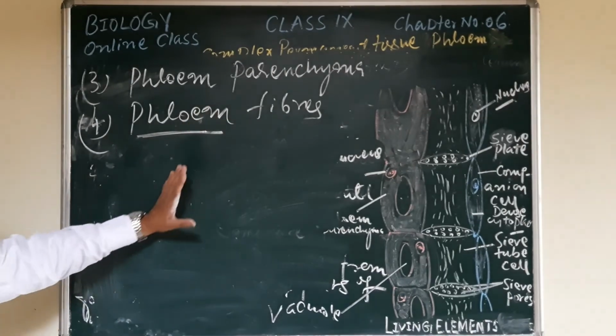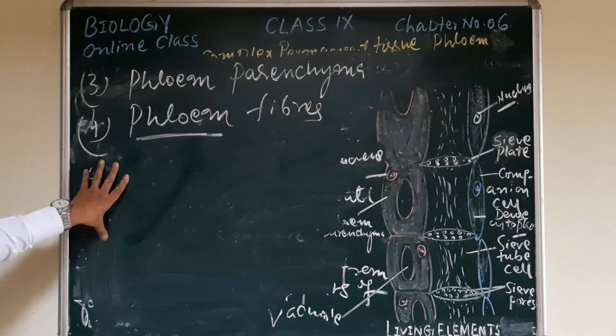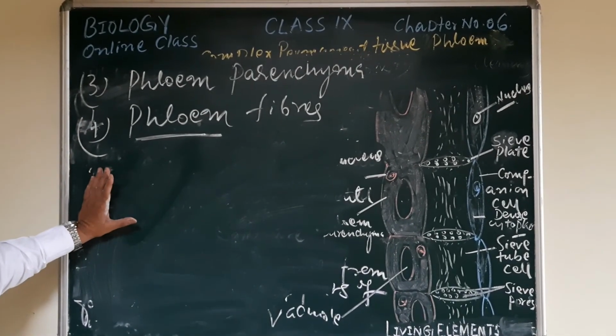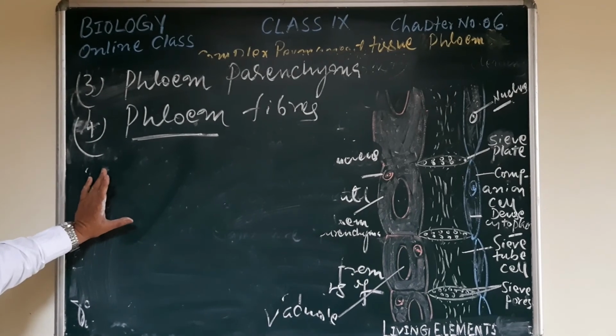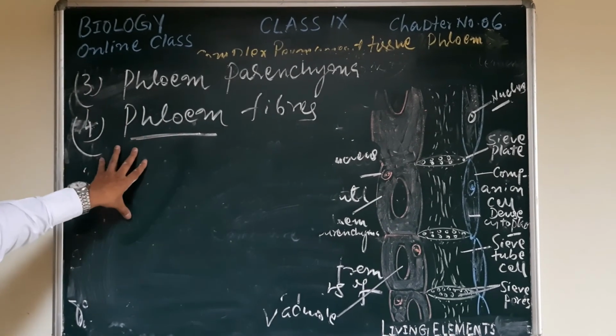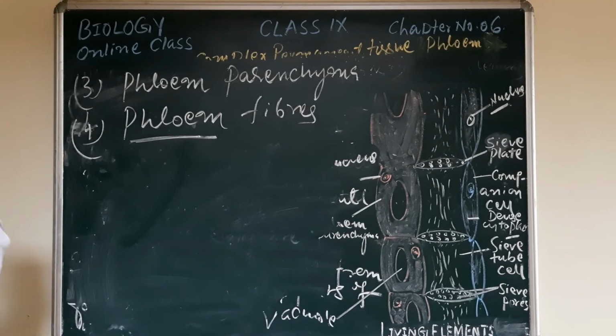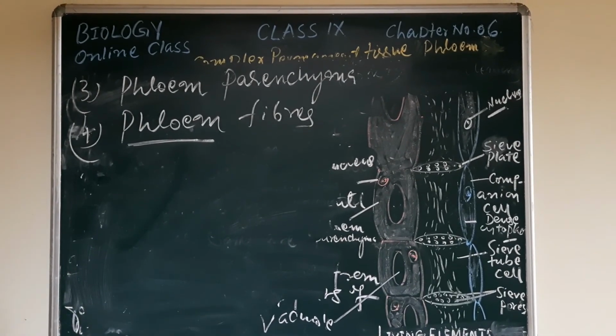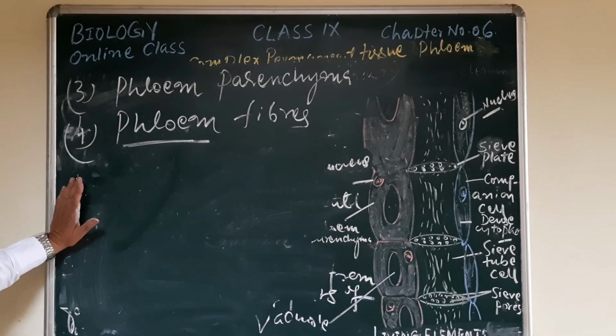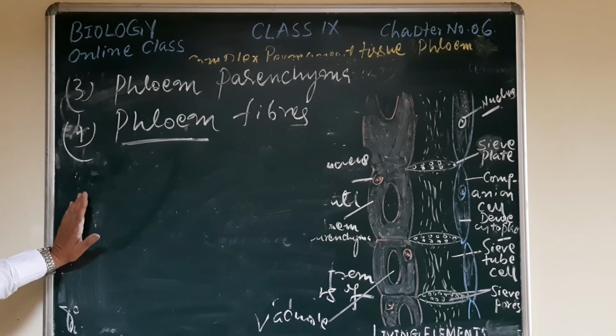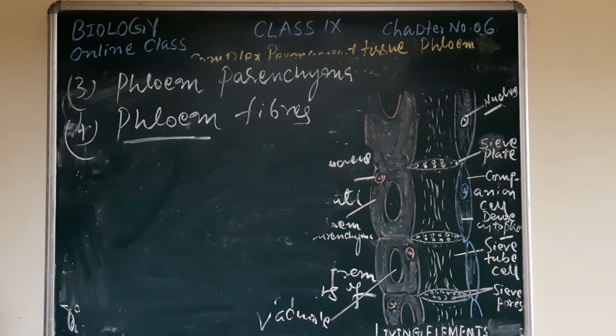In this way, you have finished the plant tissue part of chapter number 6. In chapter number 6, the next part is the animal tissue, which we will discuss in the next part of the class.